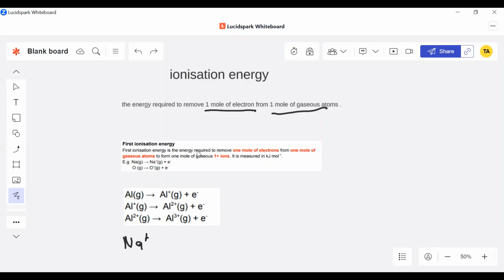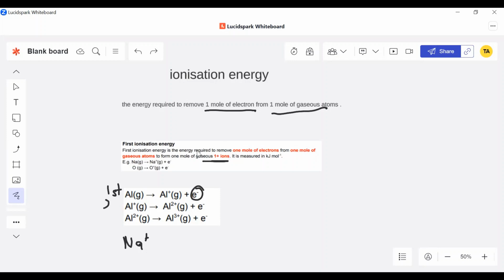When an atom loses one electron, we call it the first ionization energy. So the first ionization energy is the energy required to remove 1 mole of electrons from 1 mole of gaseous atoms to form 1 mole of gaseous +1 ions. Because it lost one electron, it would become +1. And this is an example where sodium loses one electron and becomes Na+.